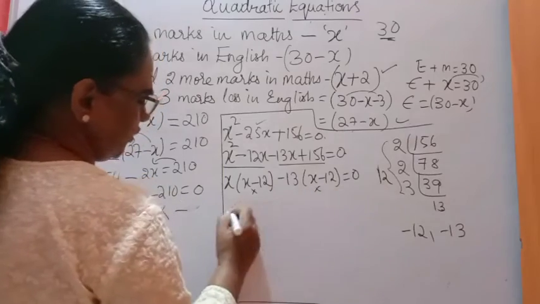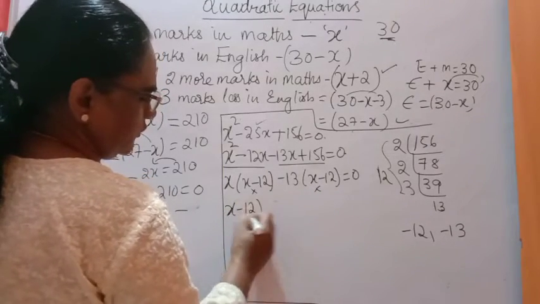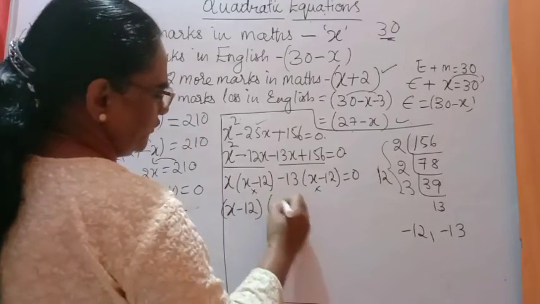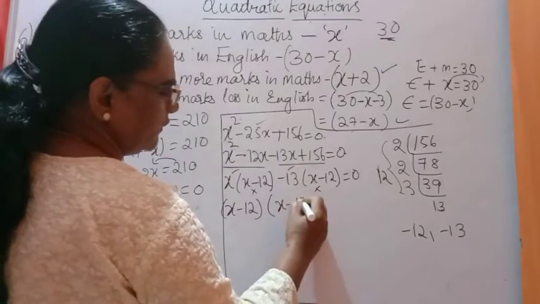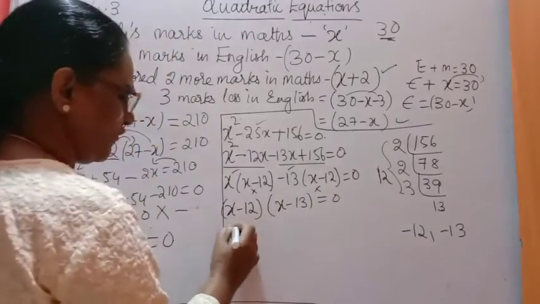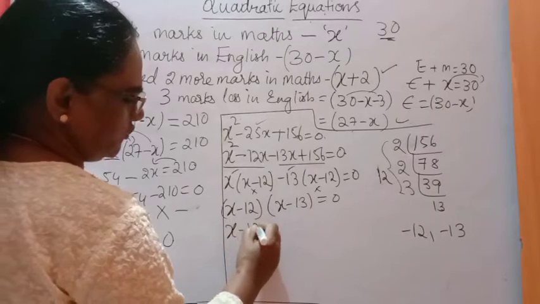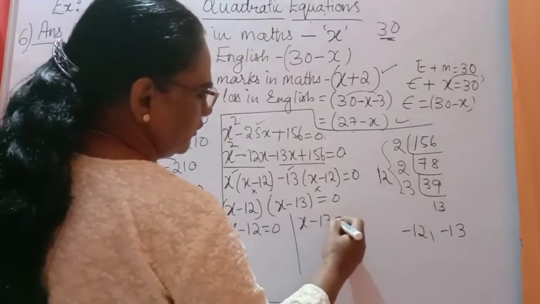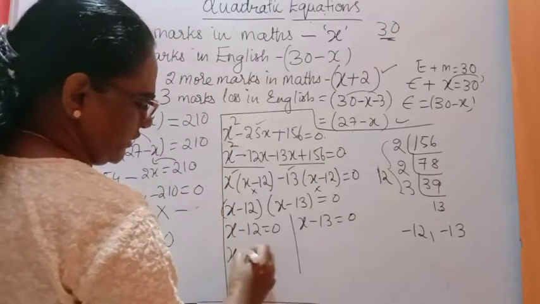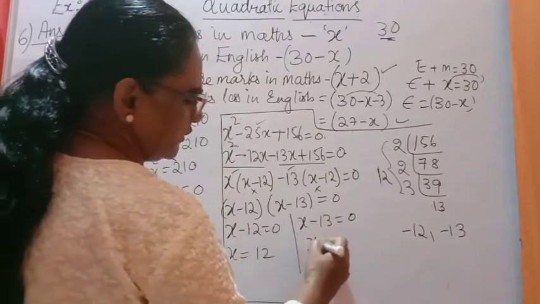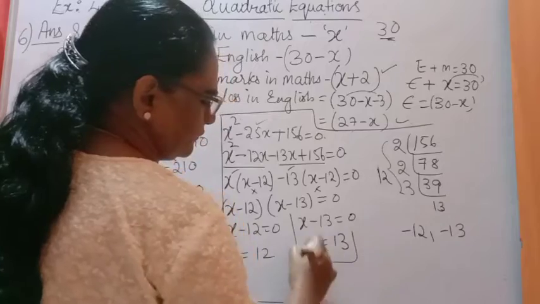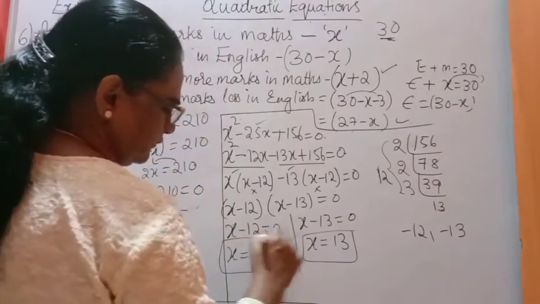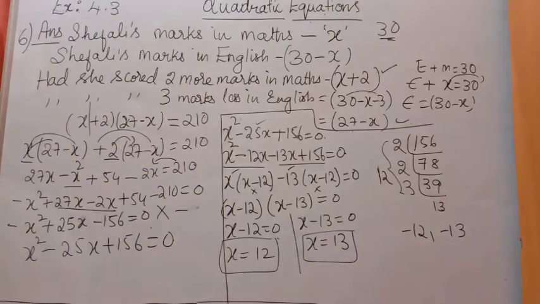x minus 12, same; remaining here x, here minus 13 is equal to 0. Equate both the factors to 0. x minus 12 is equal to 0, x minus 13 is equal to 0. So x is equal to 12, x is equal to 13. Anything you can take. Either you can take 12 or 13. Both numbers you can take.